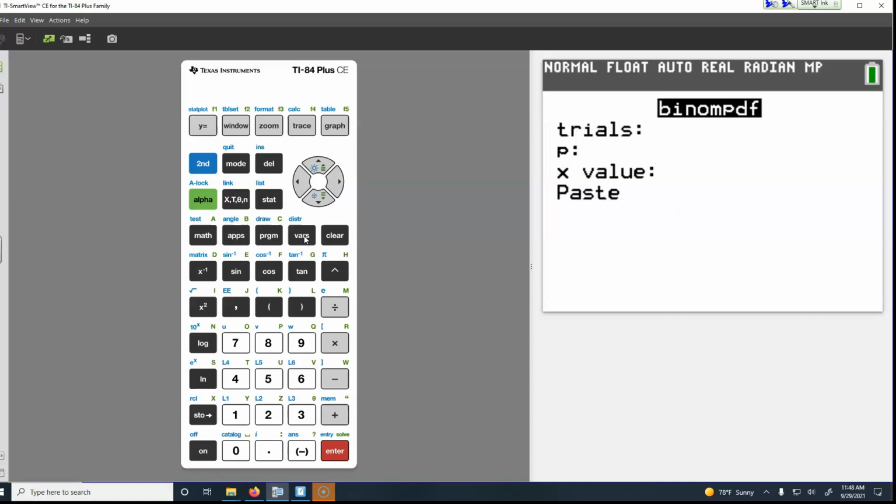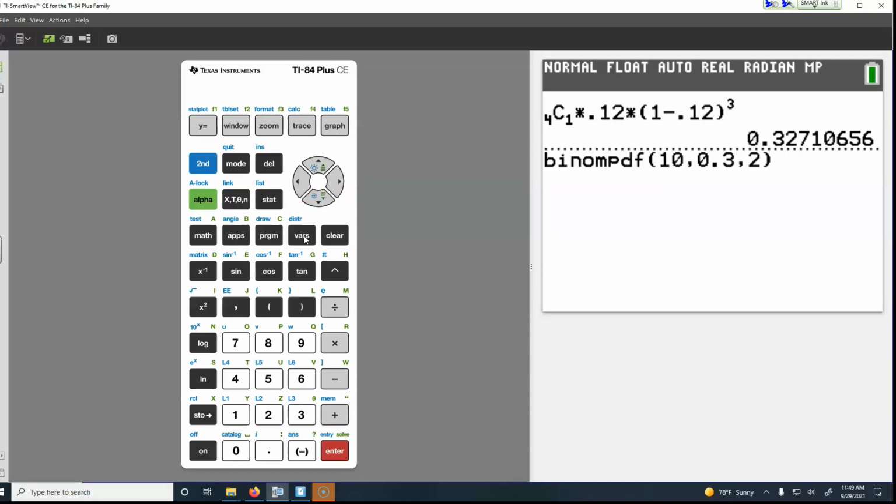Again, if you have a calculator that shows the prompts, then great, you'll just type in the values. If you don't, then you would put yours in with commas. But our trials were 10, P is 0.3, and our X value is 2. It's basically just going to show it in those parentheses like this. So if you don't have the prompts, you have to remember the pattern: you put an N, P, and then X for the formula to work. Then you just push enter, and that's our answer.